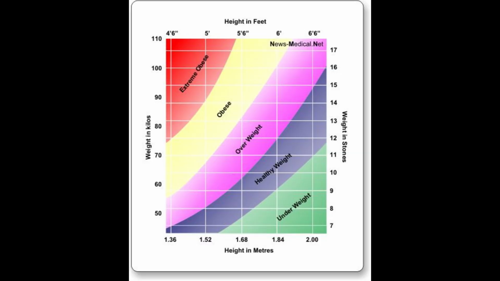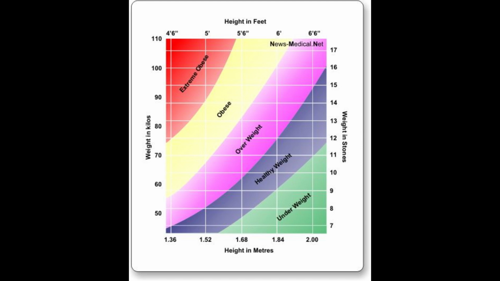The following line chart gives information of how to define overweight. According to the chart, the green area means underweight, with height more than 1.56 meters, and weight less than 12 stones. We can see the blue area is healthy weight, with weight less than 16 stones.